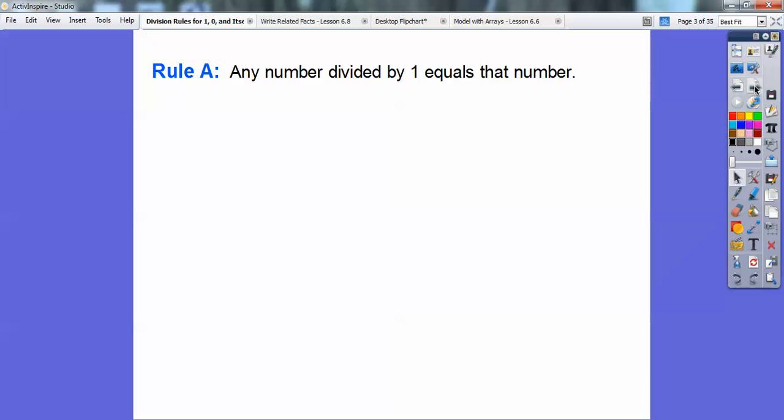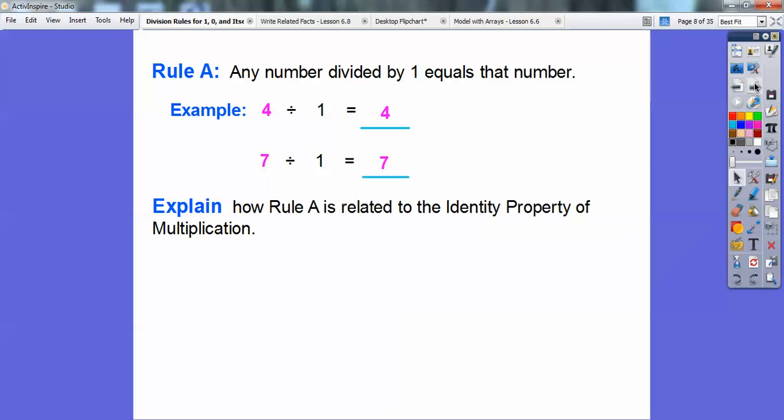The first rule is any number divided by 1 equals that number. So for example, 4 divided by 1 is 4. Okay, so any number divided by 1 equals itself. So that's why these numbers match up right there. Here's another one right here. 7 divided by 1. What's 7 divided by 1? It equals 7. Okay, well that's the first rule.